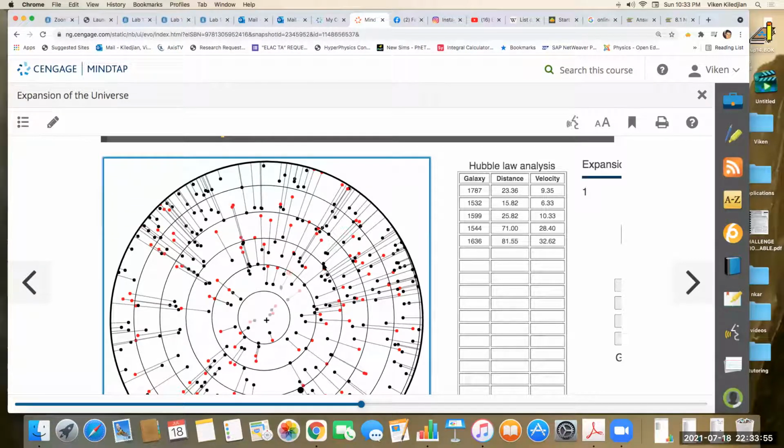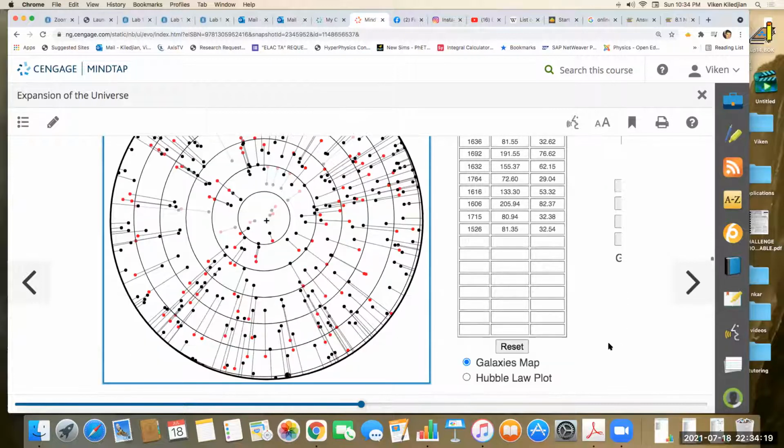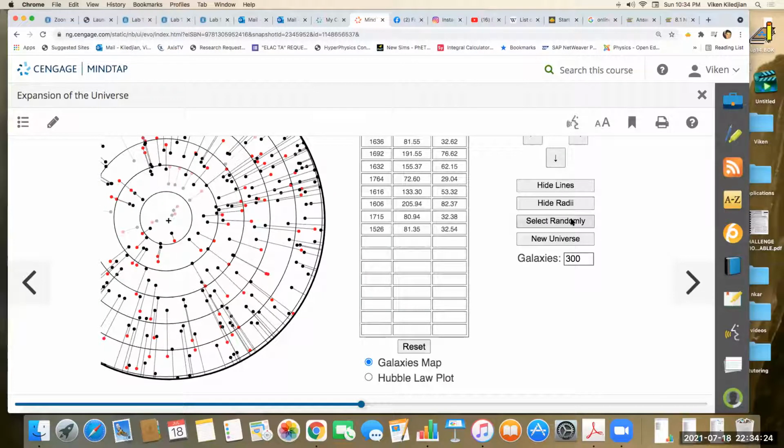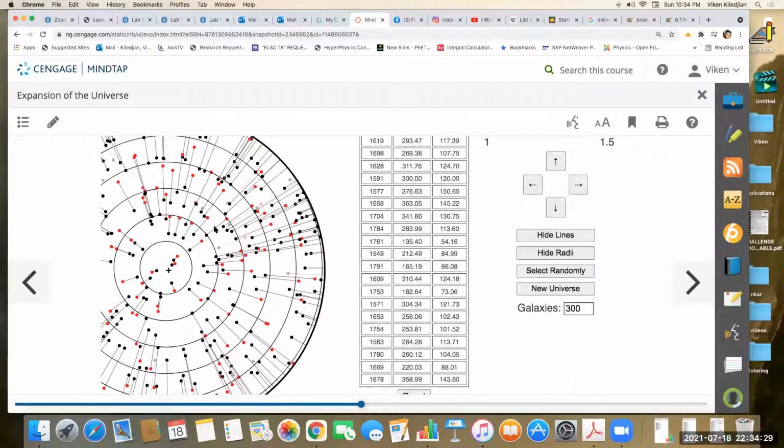I think the order probably doesn't matter. You could fill out random distances. And so it's plotting their distance and their velocity. And we could probably have the computer do the rest for us, select randomly, so the graph chooses randomly.